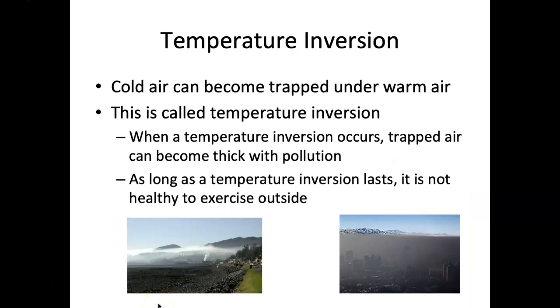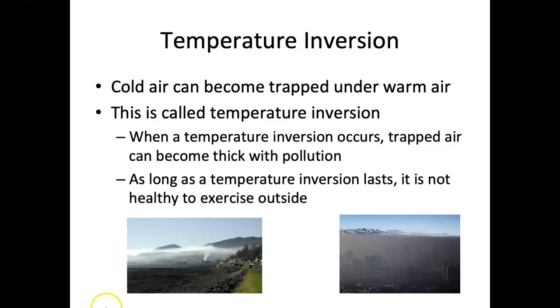At the top level of the troposphere, remember that temperature is going to pause, or we'll have the tropopause. What can happen is we can have cold air that becomes trapped underneath warmer air. This is known as temperature inversion. When this occurs, the air that's trapped underneath can actually contain some pretty bad pollution. And so as long as that temperature inversion lasts, it's usually not healthy to exercise outside or be outside for long periods of time. You usually see these warnings go out in bigger cities where there's a lot more pollution.